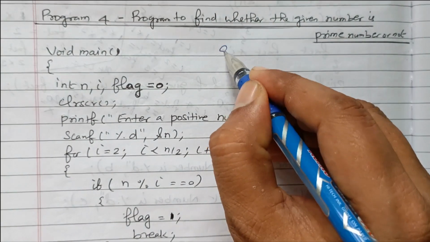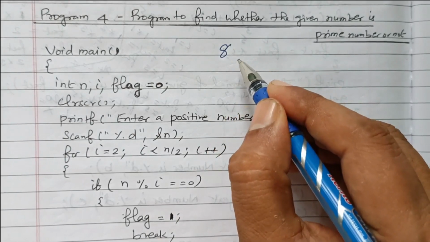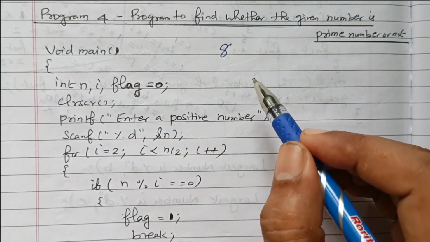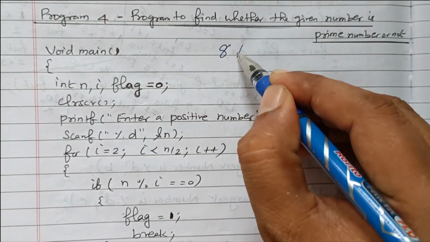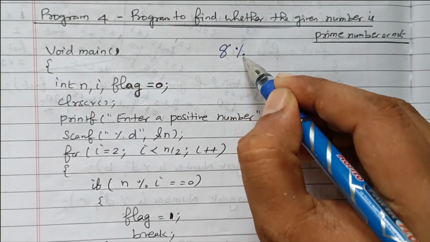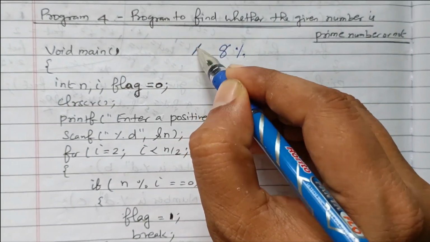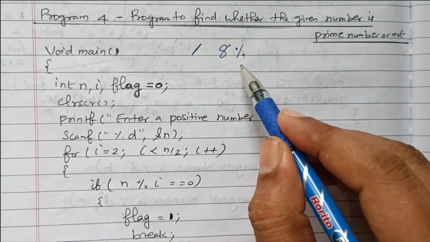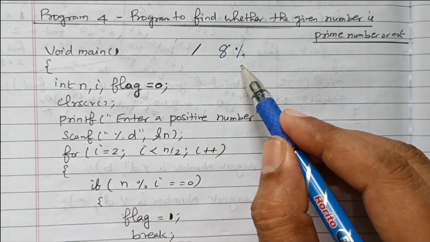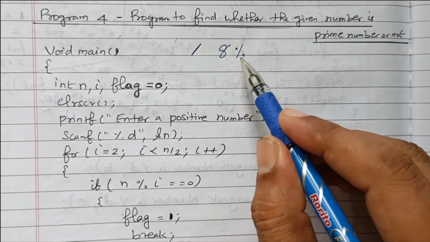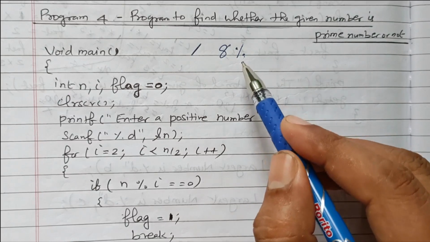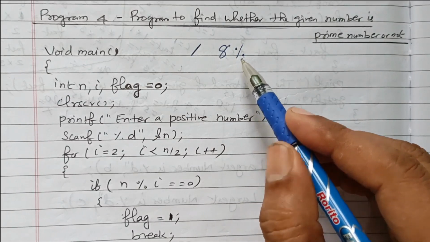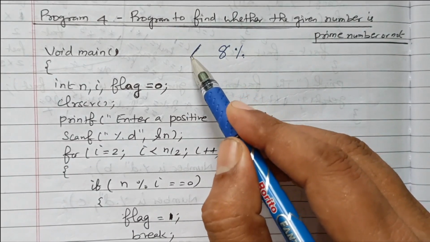Take the number 8. How to find whether it is divided or not, by checking the remainder? By using the percentage operator. The divide operator will give the quotient. The percentage operator will give the remainder value after division. This percentage operator is called modulo division, used to give the remainder value. The divide operator will give the quotient value.